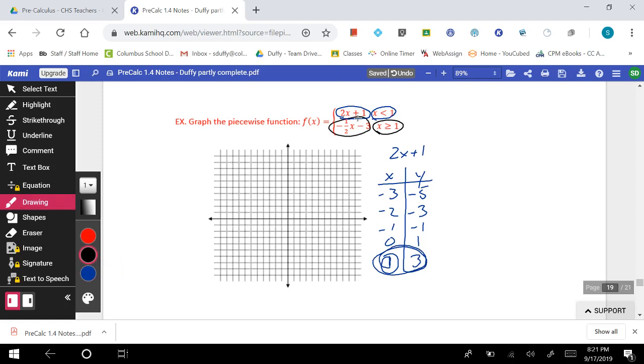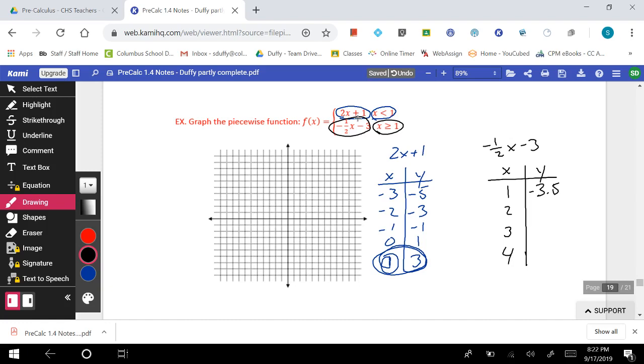For the other function, negative 1/2 x minus 3, and that's for x values that are equal to or greater than 1. So I'm going to start at 1, 2, 3, 4, and so forth. Negative 1/2 times 1 is negative 1/2, minus 3 is negative 3.5. And that's actually going to be filled in, because it is equal to 1.